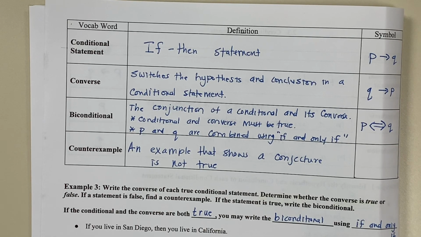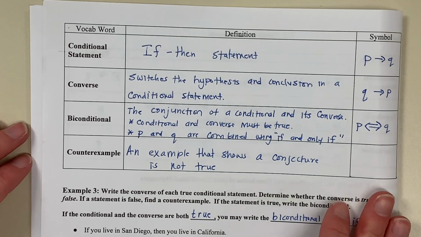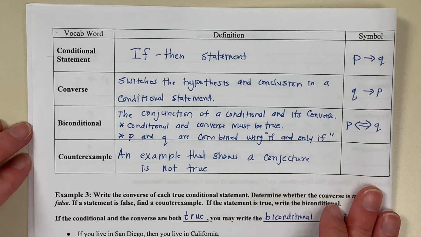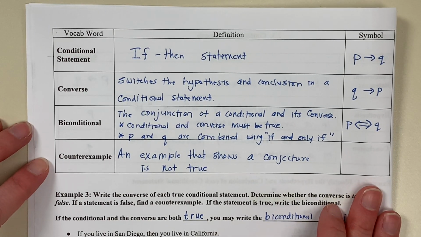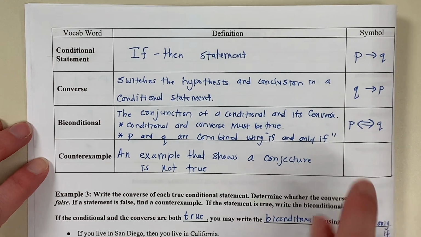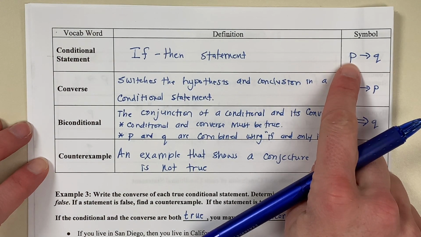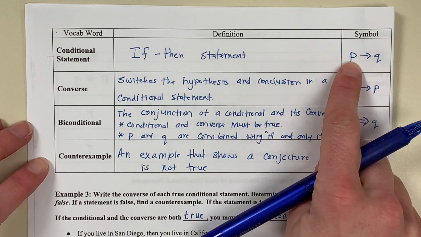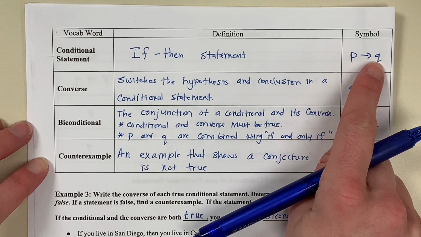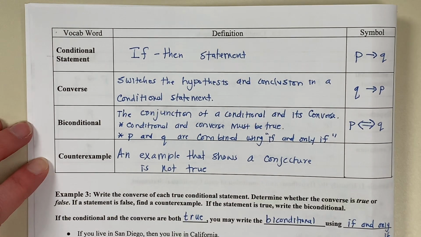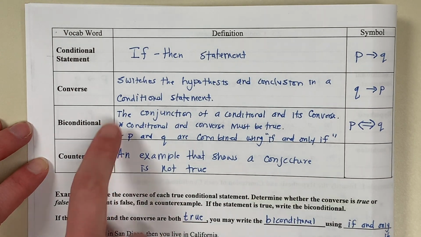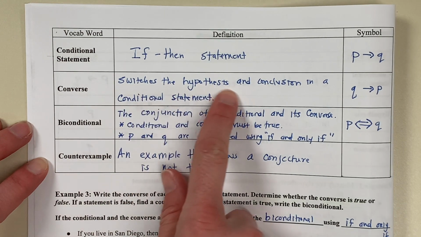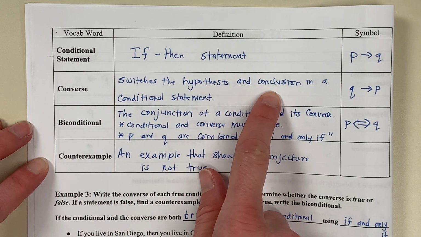Now we're going to begin lesson 2.3, part 2. As a reminder, a conditional statement is an if-then statement. If P represents the hypothesis, Q represents the conclusion, so a conditional statement is denoted by if P, then Q. Okay, now we're going to talk about the converse. The converse of a conditional switches the hypothesis and conclusion.